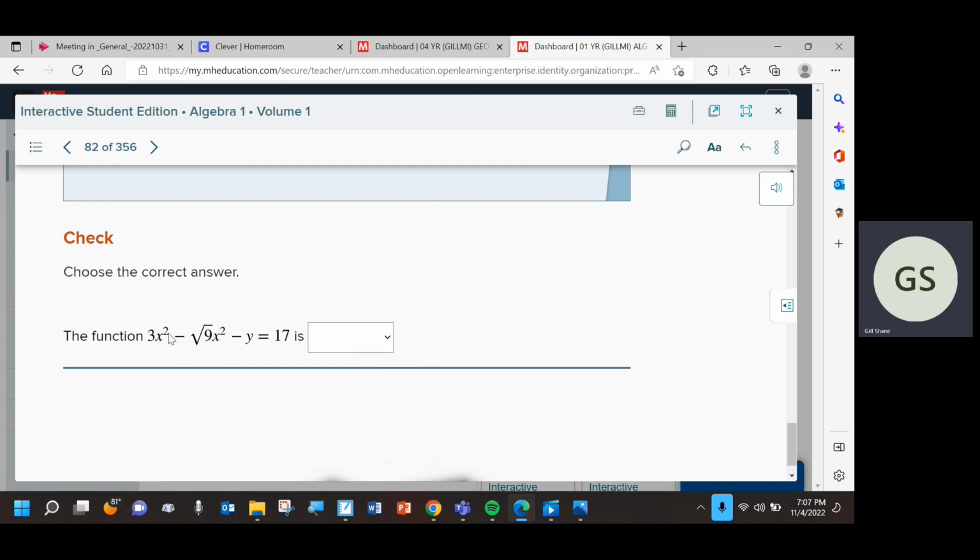So here we definitely have an exponent of 2. So we have another exponent of 2 also. So this would be a nonlinear equation.